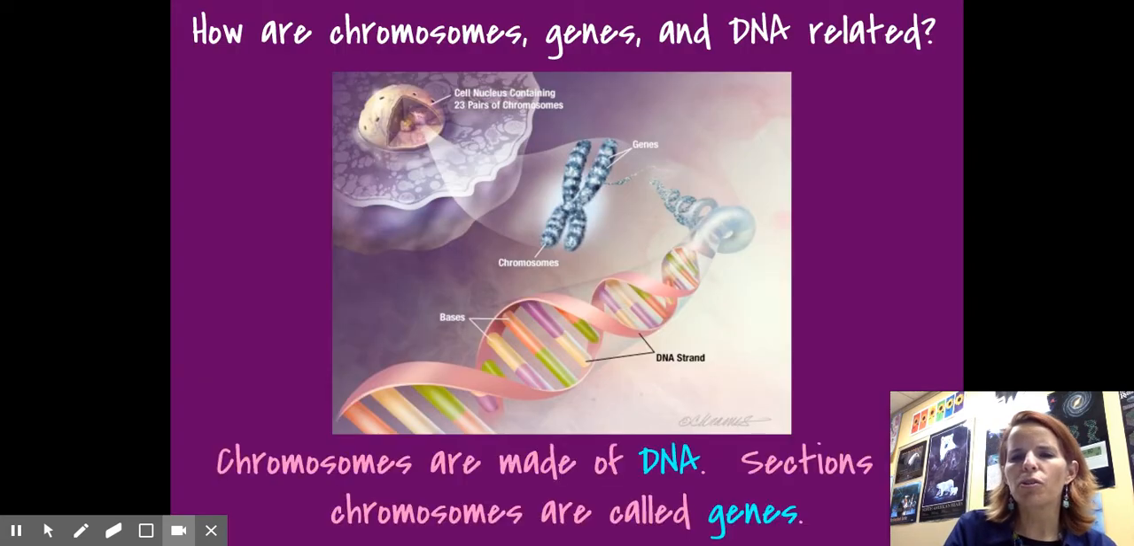So how are chromosomes, genes, and DNA related? Well, chromosomes are made of DNA, and sections of chromosomes are called genes. You have 46 chromosomes, and on those 46 chromosomes, you have between 20 and 25,000 genes. The rest of the DNA that is not part of a gene is considered junk DNA. Now, that doesn't mean it's not important. It's just not being coded for a protein, and you'll understand that as the unit moves on, as we learn more about what DNA actually does.